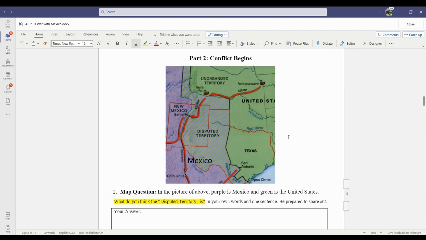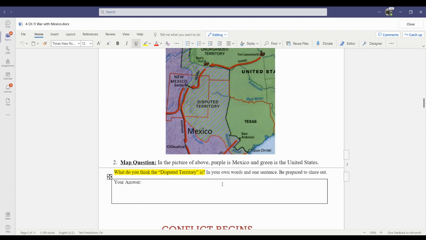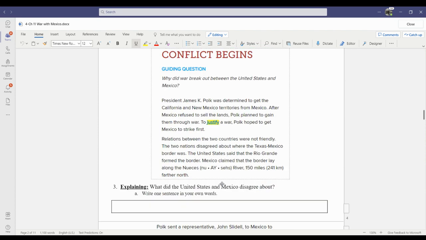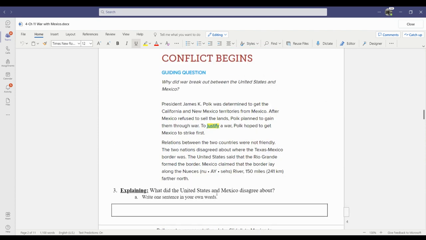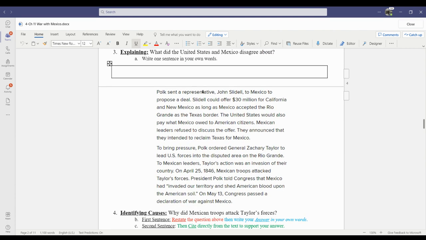Next, you're going to look at a map. You can see the United States in green here, and then purple is Mexico, and there's this area between them that says disputed territory. You're going to explain to me what you think that is. Then conflict begins. What did the United States and Mexico disagree about? One sentence in your own words. So using the text to explain what their disagreement was.